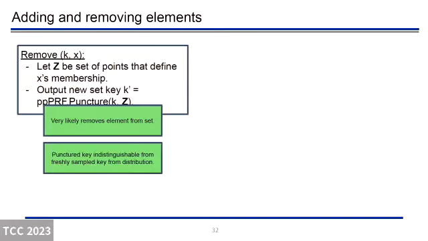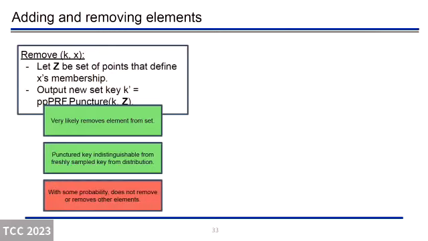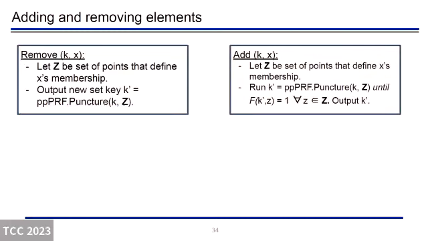However, what we get is also an undesirable property, is that with some small probability, we either do not remove this element or we remove other elements from the set because of that property of sharing evaluations that we looked at before. And in the paper, we show that we can actually handle this quite easily by just appending some extra points here to be a part of X's membership evaluation. And for adding, we use a similar idea, except we use some rejection sampling. We just run this puncture algorithm until we get a key which has this X inside the set.